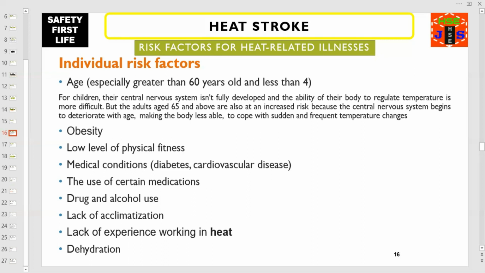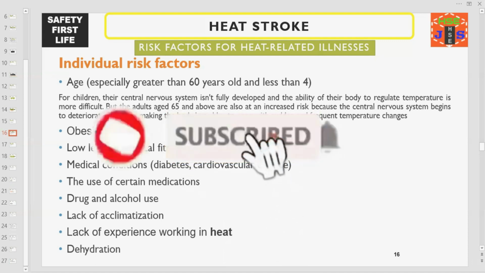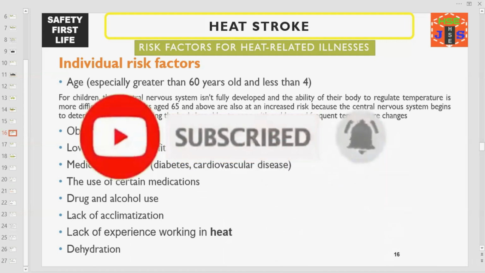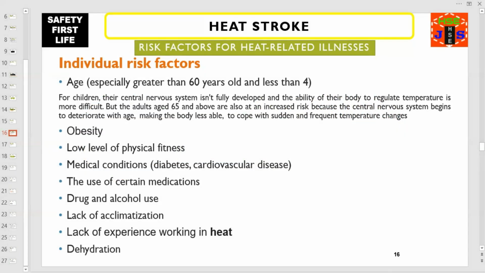Once a worker is planning to be exposed to the hot environment, as a safety practitioner, as a project manager, as a site engineer, as a site supervisor, you have to consider all these points because these are related to an individual whom you are going to send on a work site in the hot weather.